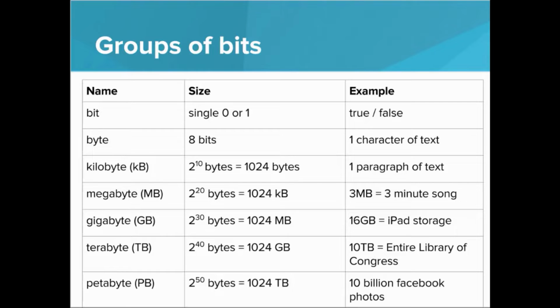Now we go up to terabyte. Now we're getting really big. That's 2 to the 40 bytes. Now it only takes 10 terabytes to store the entire Library of Congress. That is huge. And now if we go up to petabyte, that is 2 to the 50 bytes. A single petabyte can store 10 billion Facebook photos. So we see that we can really store a lot of data just using a ton of zeros and ones.